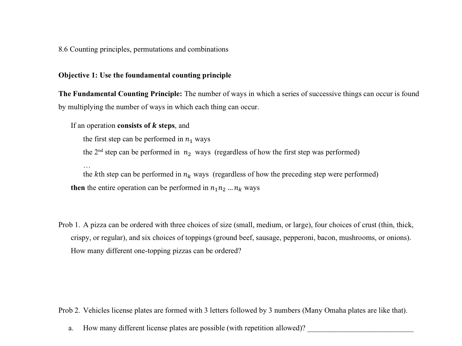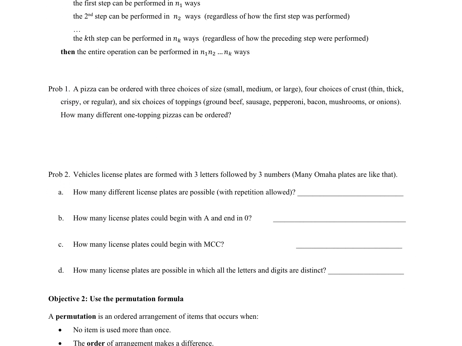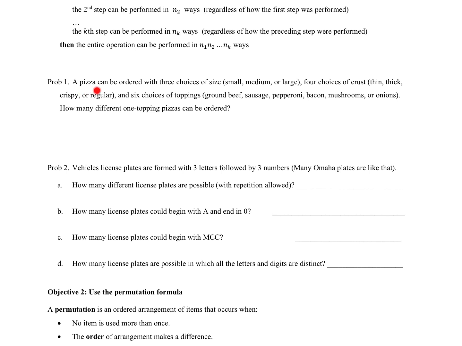So this is very simple, however, super useful. Let's demonstrate this using problem number 1. A pizza can be ordered with 3 choices of size, small, medium, and large. 4 choices of crust, thin, thick, crispy, and irregular. And 6 choices of topping, ground beef, sausage, pepperoni, bacon, mushroom, or onions. Then we want to decide how many different one-topping pizzas can be ordered.